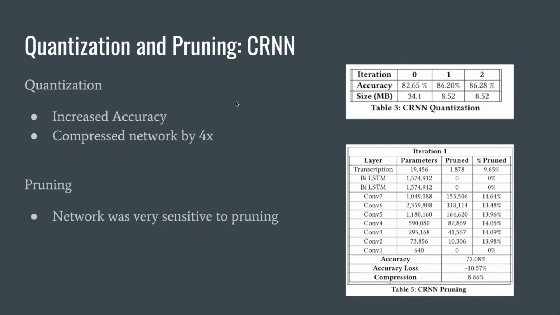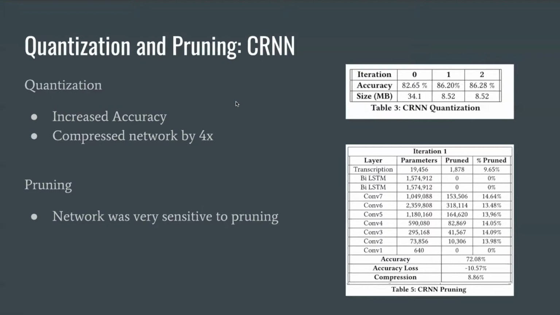Next up, we have network pruning. So we were actually surprised to see that our network was very sensitive to pruning. In the bottom of table 5, you can see that our accuracy dropped by almost 11% after just compressing the network by 8%.